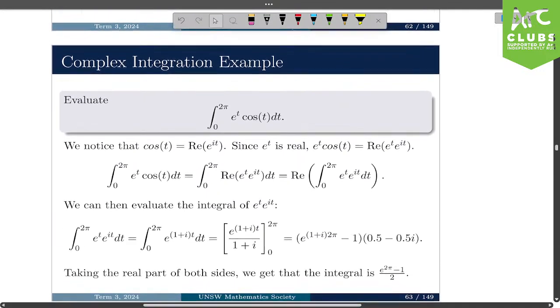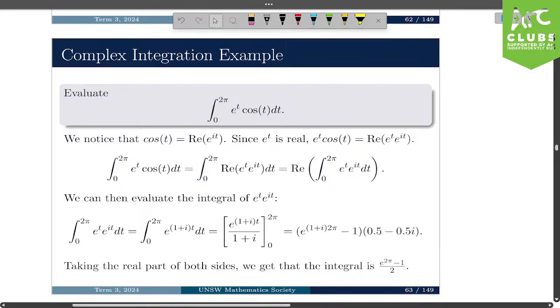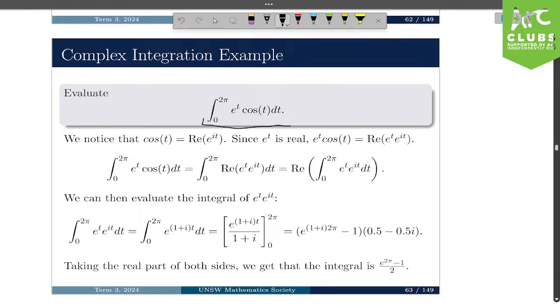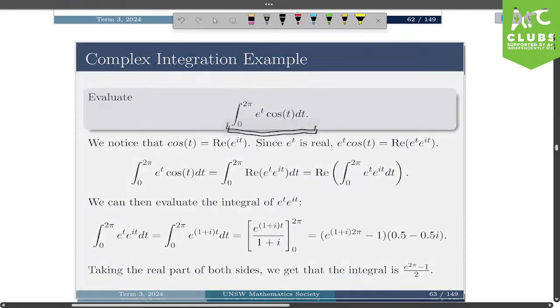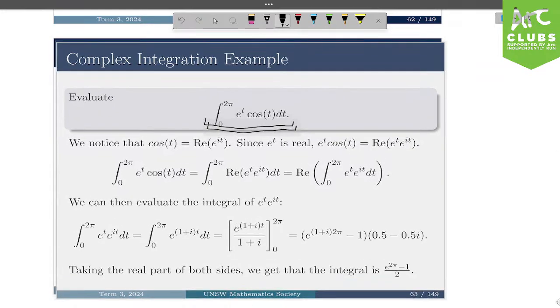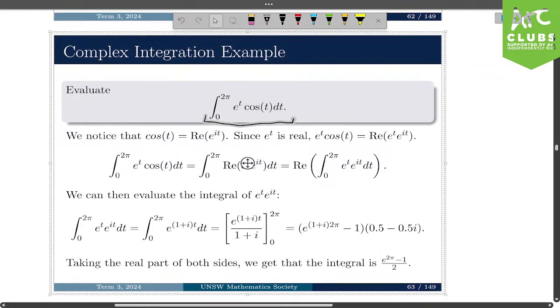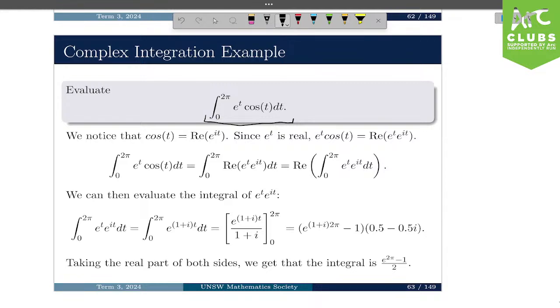Okay, so let's have an example. Here we're actually given a purely real integral to evaluate, but we can use complex techniques to evaluate it. We can notice that cosine of t is just the real part of e to the it. So our integral becomes the real part of e to the t times e to the it, and we can rewrite that as the real part of this complex integral. We can swap the order of this real function and the integration.